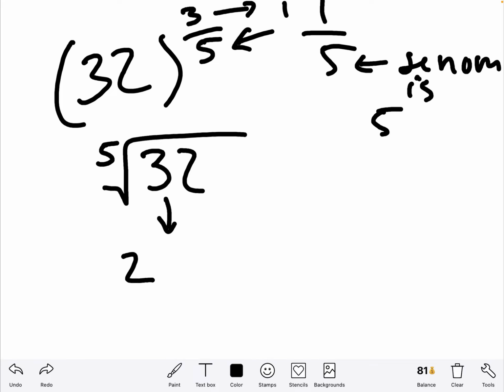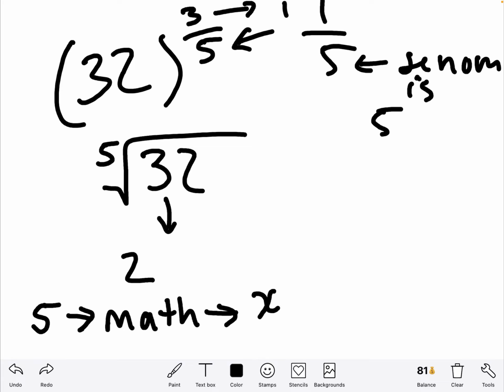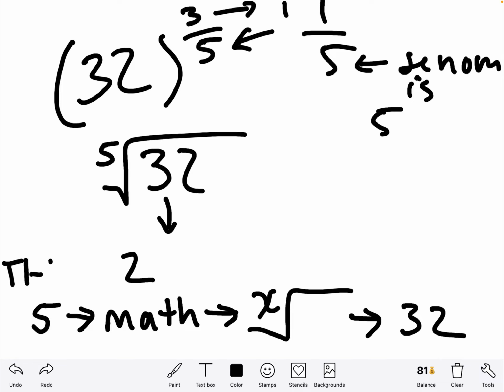If you want to know how to do this on your calculator, just in case you get really big numbers on your final, it would be 5, math, and then you'd go down to the one that looks like this, and then you'd put in 32. So that's how you do it on a calculator. I have a TI-84, but it should work with a TI-83 also. It's a pretty nice feature. So what we're going to get is 2.